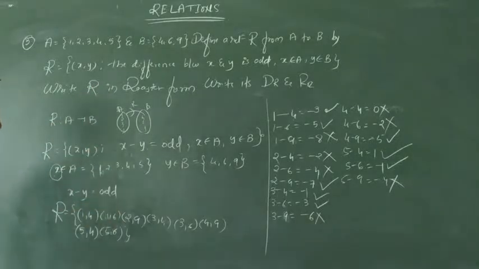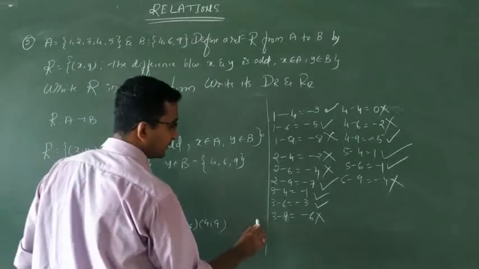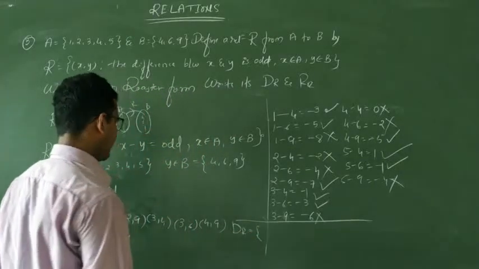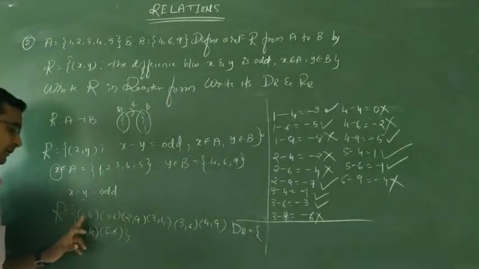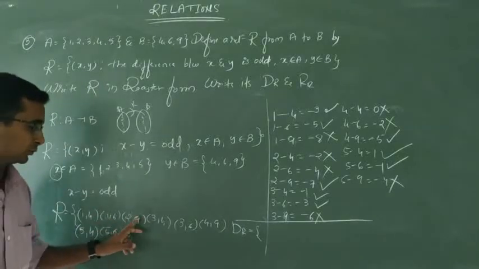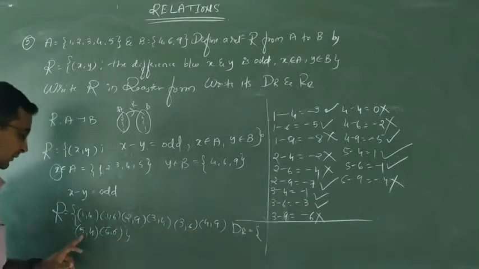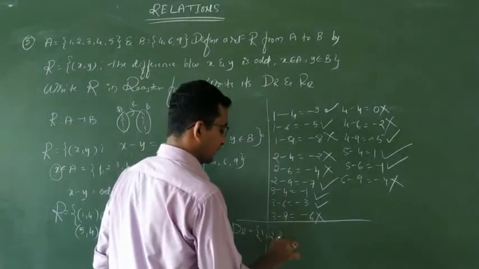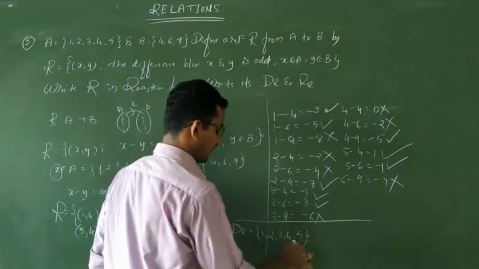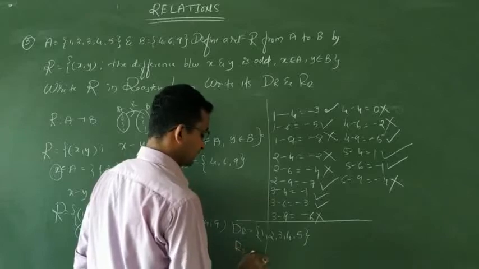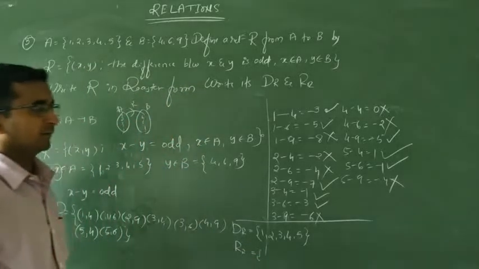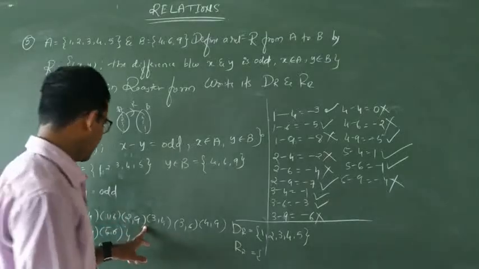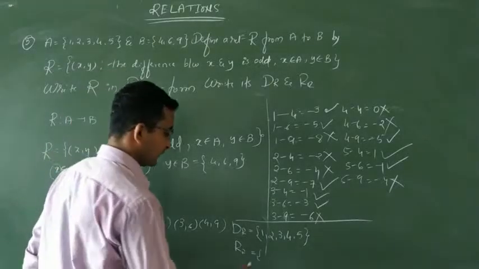Next, what is the domain of this example? The domain of this relation is the set of first elements of the ordered pairs, that is 1, 2, 3, 4 and 5. And what is the range of R? That is the set of second elements of the ordered pairs: 4, 6, 9.